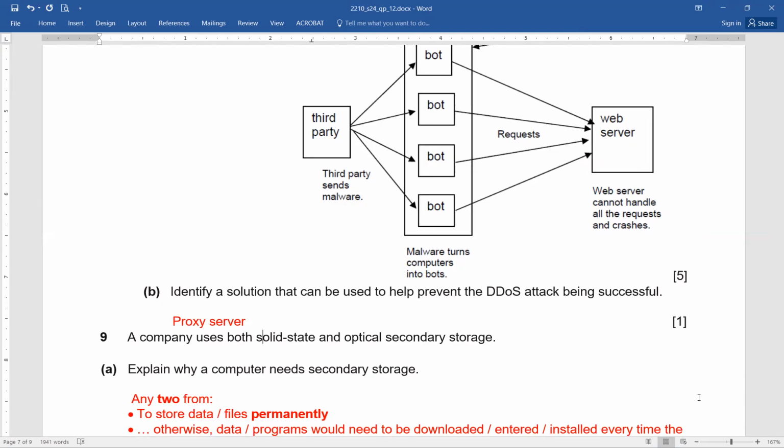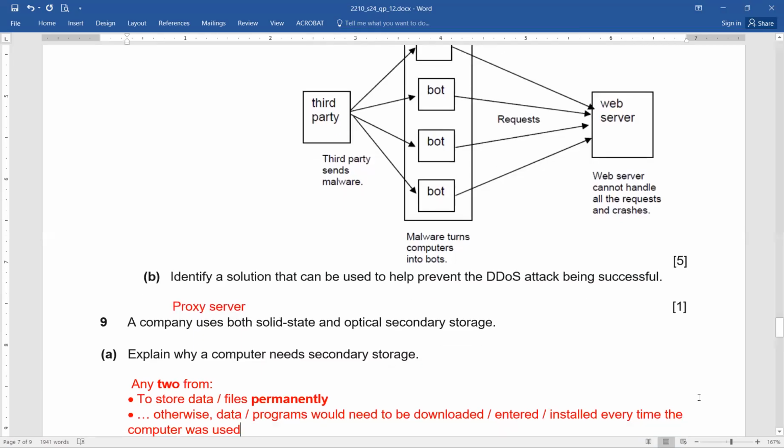If we don't have the data stored on secondary storage, then what is going to be the disadvantage? We have to keep on saving the data, exactly. And this is the problem. Otherwise, the data of the programs would need to be downloaded, entered or installed every time the computer was used. So if you are not using secondary storage, every time you have to get the task done once again, and that will be too tedious.